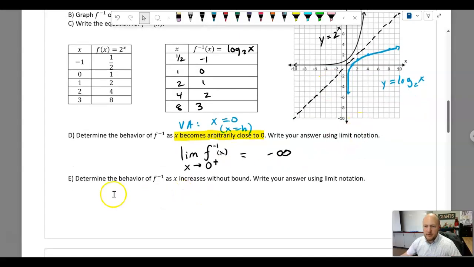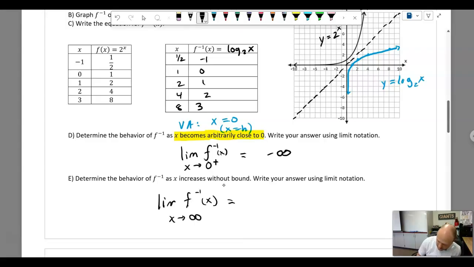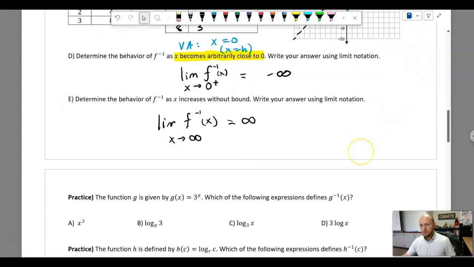E, determine the behavior of f inverse as x increases without bound. So when we increase without bound, that is going to be x approaching positive infinity. And for our function here, we have positive infinity. Now, you could get some variations on this if you multiply by a negative a value, where you'll get a vertical reflection, or you could have a negative multiplier on your argument on the inside, which would cause a horizontal reflection, or vice versa.